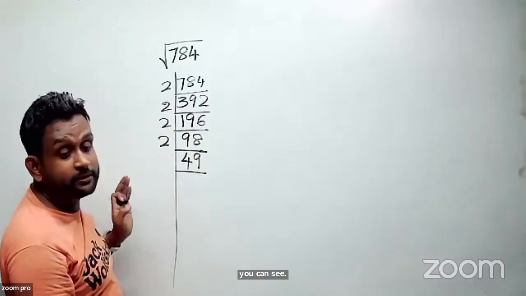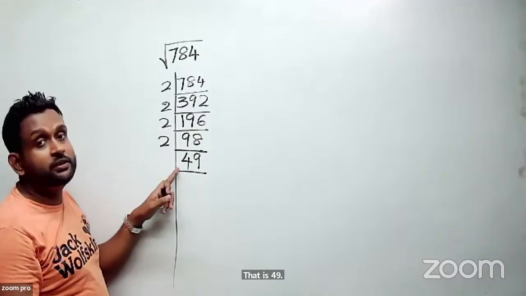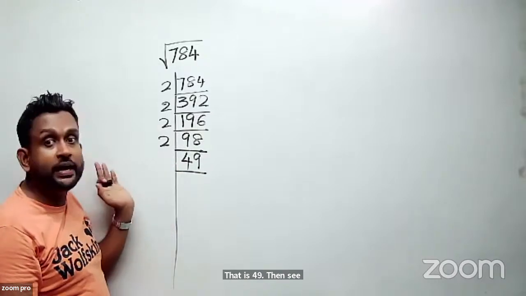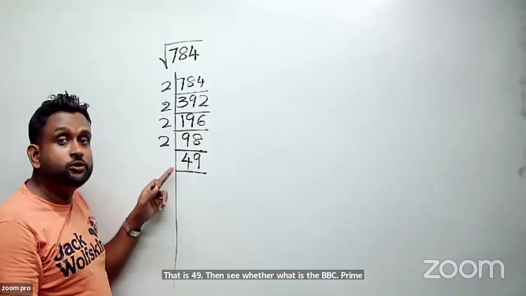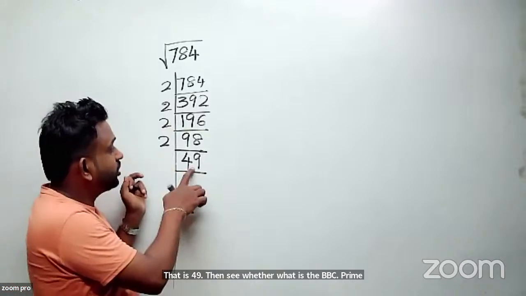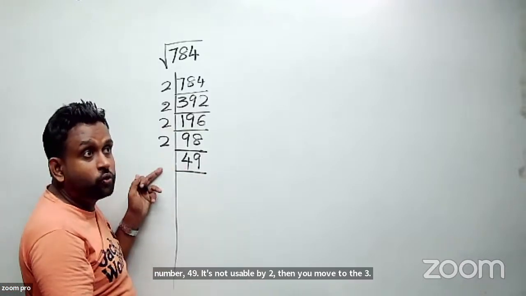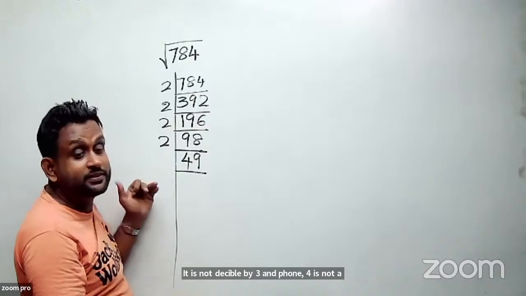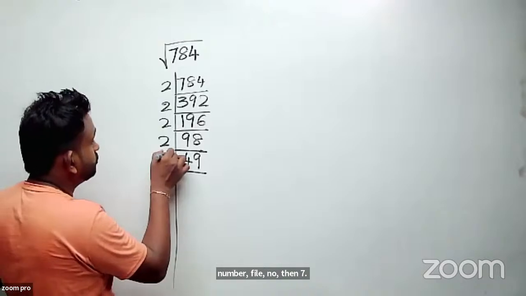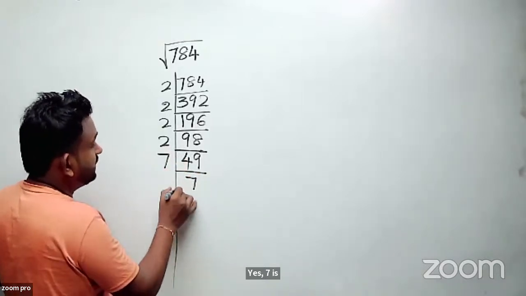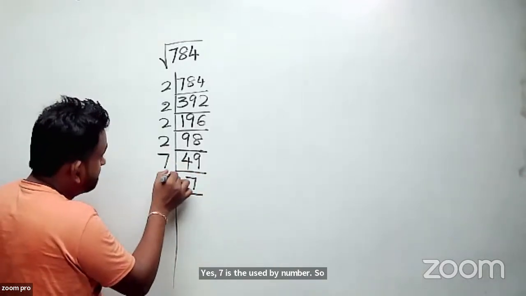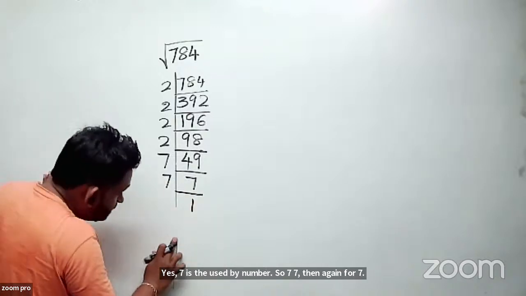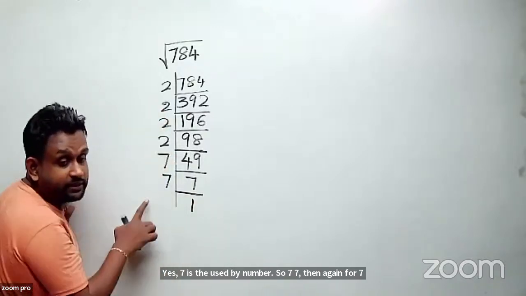Then see what is the divisible prime number for 49. It's not divisible by 2. Then you move to 3. It is not divisible by 3. Then 4, 4 is not a prime number. 5, no. Then 7. Yes, 7 is the divisible number. So 7, 7. Then again for 7, again 7, 1. Until you reach 1, you divide it.